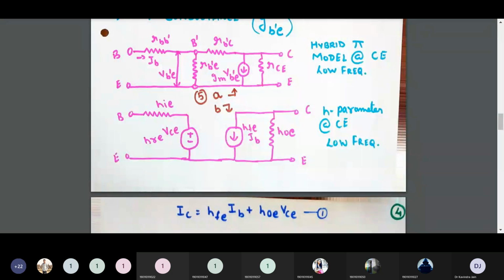Any doubts in this circuit, in this equation? Please let me know. No, sir, no doubt. Okay, now please calculate the current gain if my output is short circuited. My output is short circuited, so calculate the current gain. What is HF equal to? From this equation number 1, output is short circuited, so what is HF equal to?